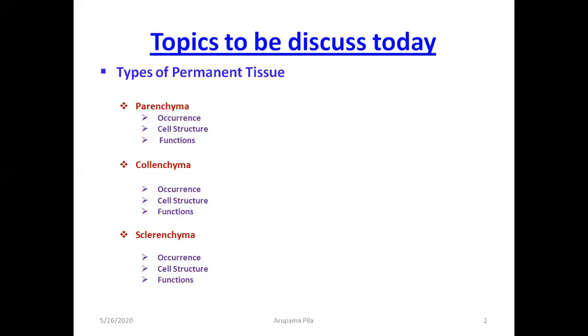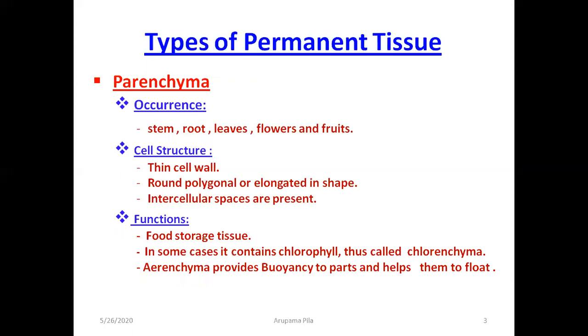These permanent tissues are of 2 types. First is simple permanent tissue. Second is complex permanent tissue. Today, we will discuss simple permanent tissue. As I told you, these are parenchyma, collenchyma and sclerenchyma. So let's come to the first one, parenchyma.